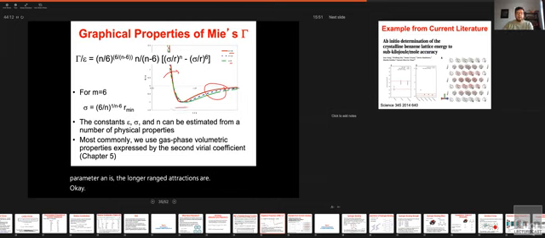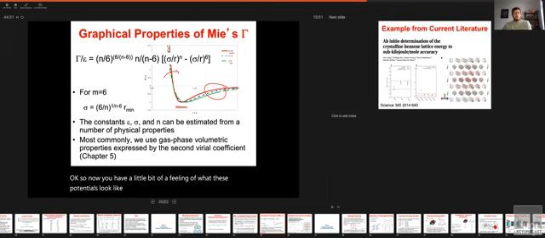And you are also changing the position of the minimum of the potential, which gets closer and closer between the two particles as the parameter n becomes bigger. Okay? So now you have a little bit of a feeling of what these potentials look like.